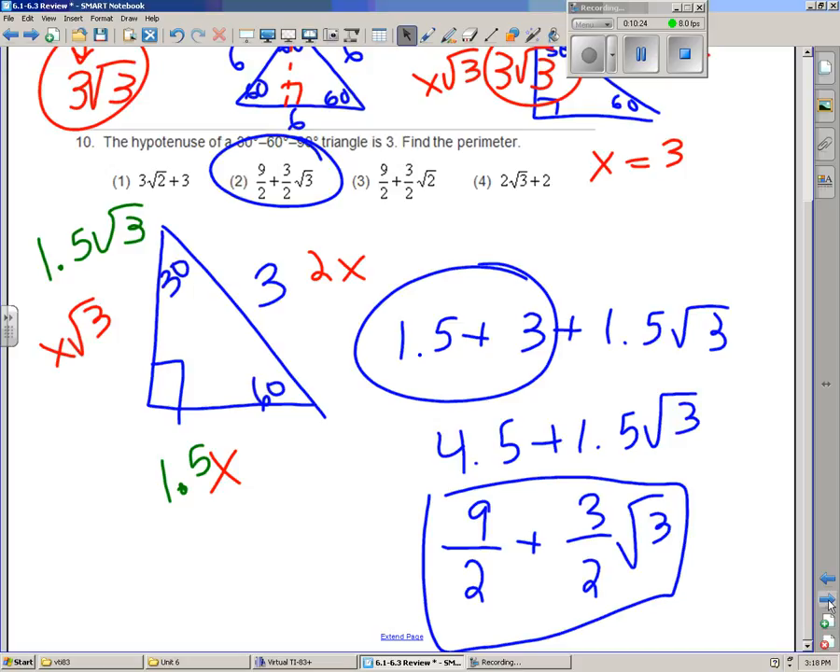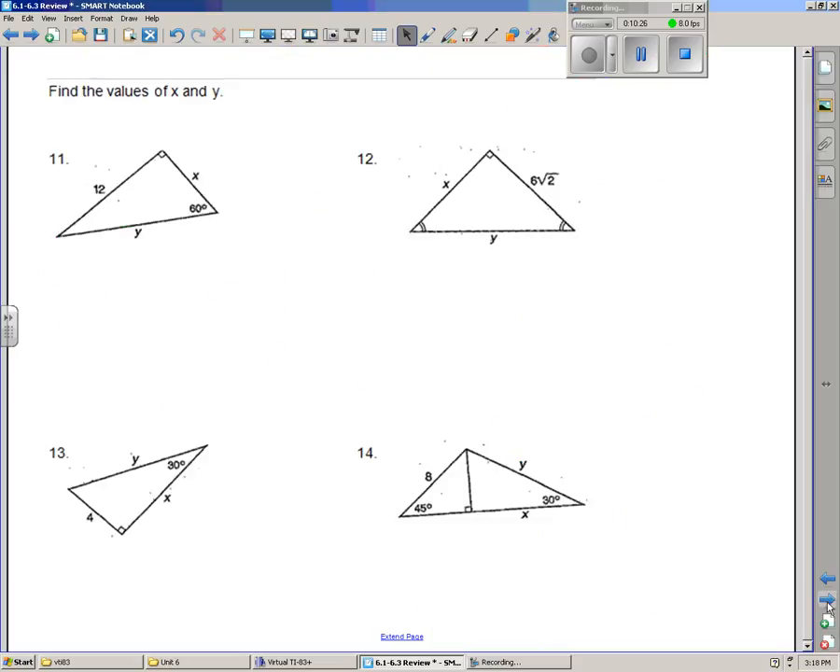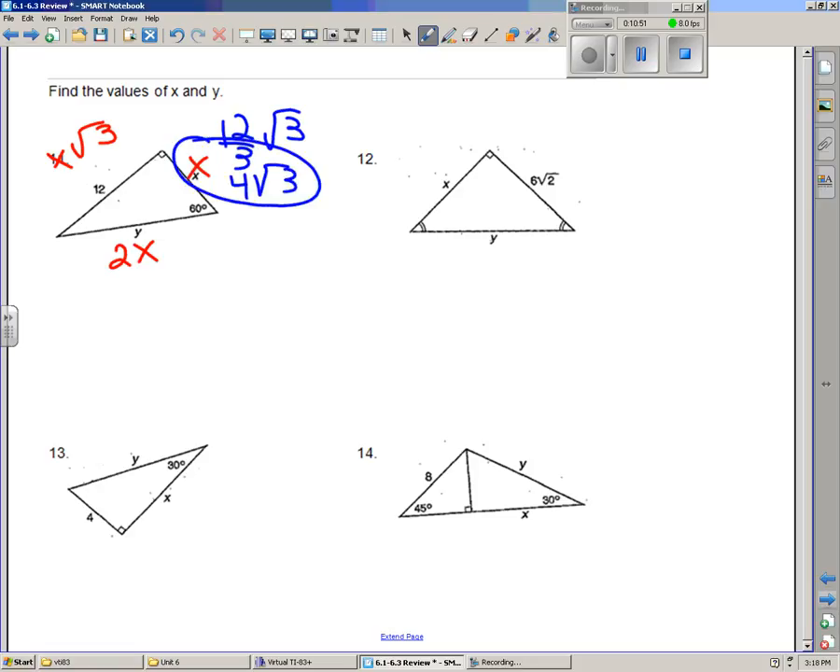Number 11. All these guys. So find the values of x and y. So again, I'm not worried so much about x and y. I'm just going to put all the way around the triangle that this should be my x rad 3 side. This is my x side, and this is my twice x. Well, the fact that 12 is x rad 3, my short leg says take 12, divide it by 3, multiply by a rad 3, which means this side right here is 4 rad 3. This guy right here becomes 8 rad 3.